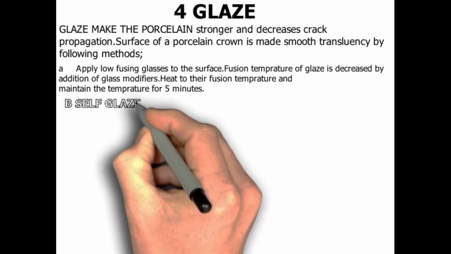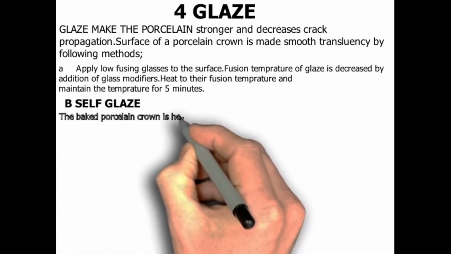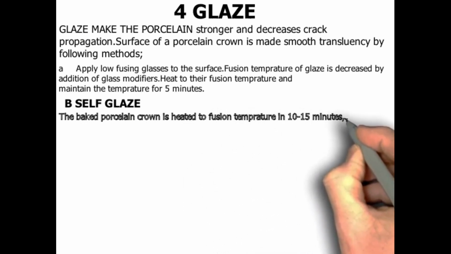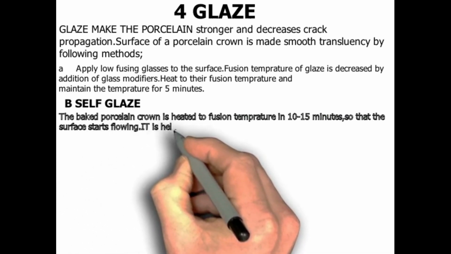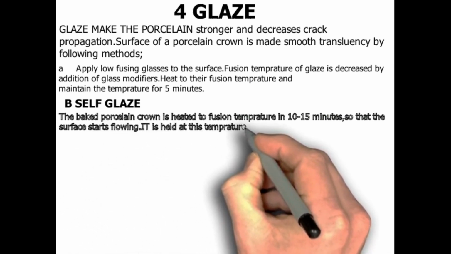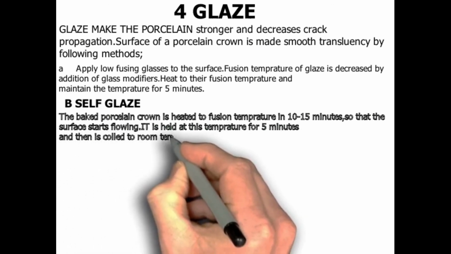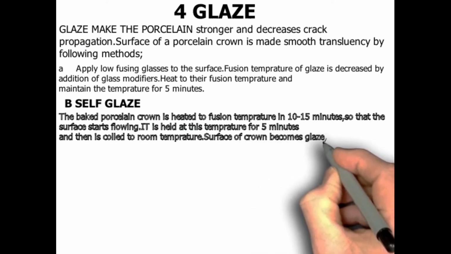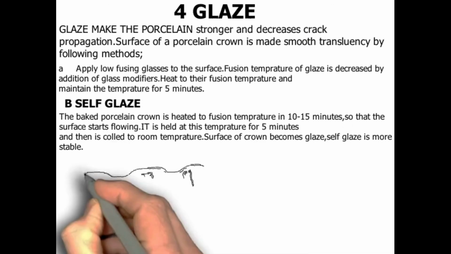Point B. Self-glaze. The baked porcelain crown is heated to fusion temperature in 10 to 15 minutes so that the surface starts flowing. It is held at this temperature for 5 minutes and then is cooled to room temperature. Surface of crown becomes glazed. Self-glaze is more stable.